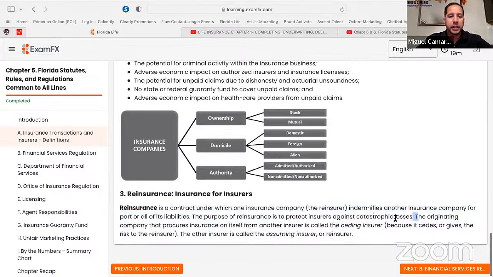The originating company that procures the insurance for itself from another insurer is called the ceding insurer. It's just a definition you're going to need to know. All right. Am I good to move on to the next piece?